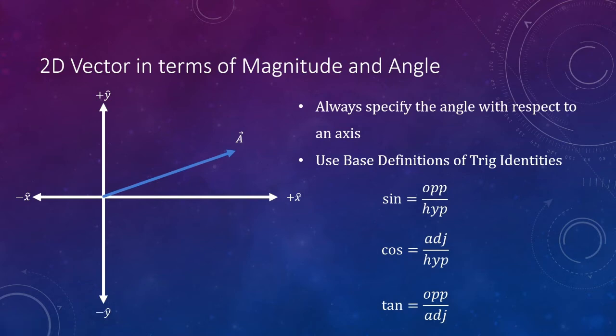And the way you can keep this straight is by always using the base definition of those trig identities. So sine is always defined as the opposite side of an angle divided by the hypotenuse of the triangle. Cosine is always defined as the adjacent side to the angle divided by the hypotenuse, and tangent is always defined as the opposite side of the angle divided by the adjacent side of the angle.